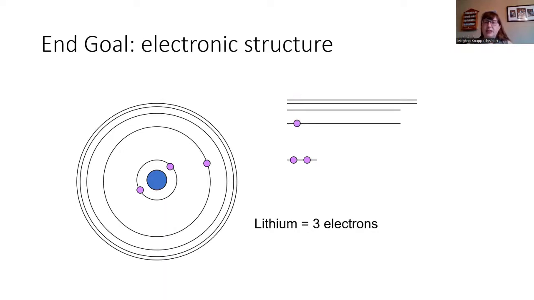All right, next element is lithium. It has 3 electrons. That third electron has to go into the next ring. So where is lithium on the periodic table? Right under hydrogen. It has 1 valence electron, and it has 2 core electrons.